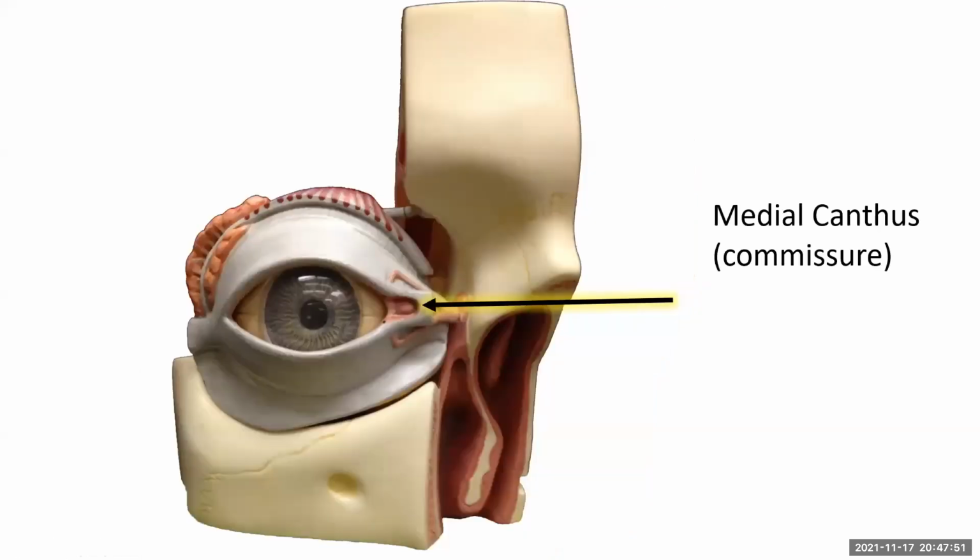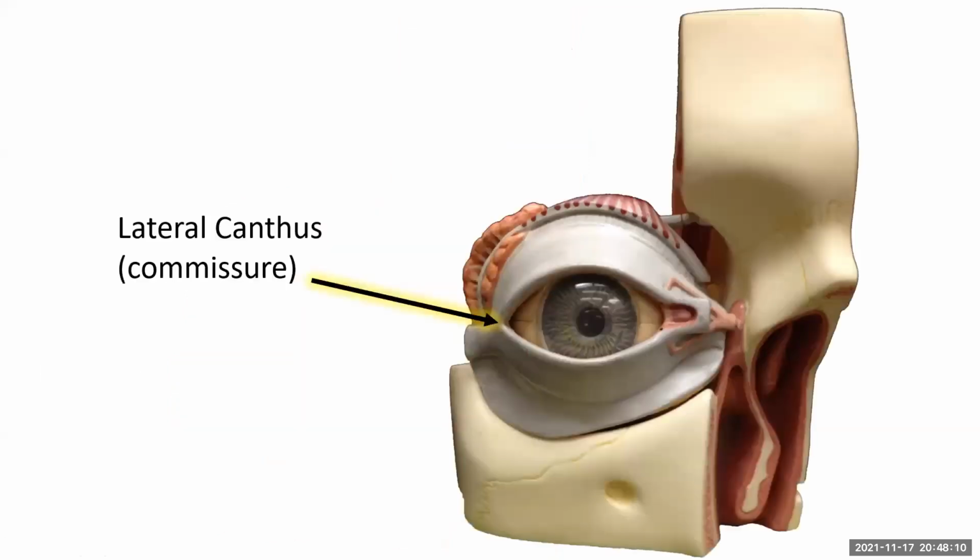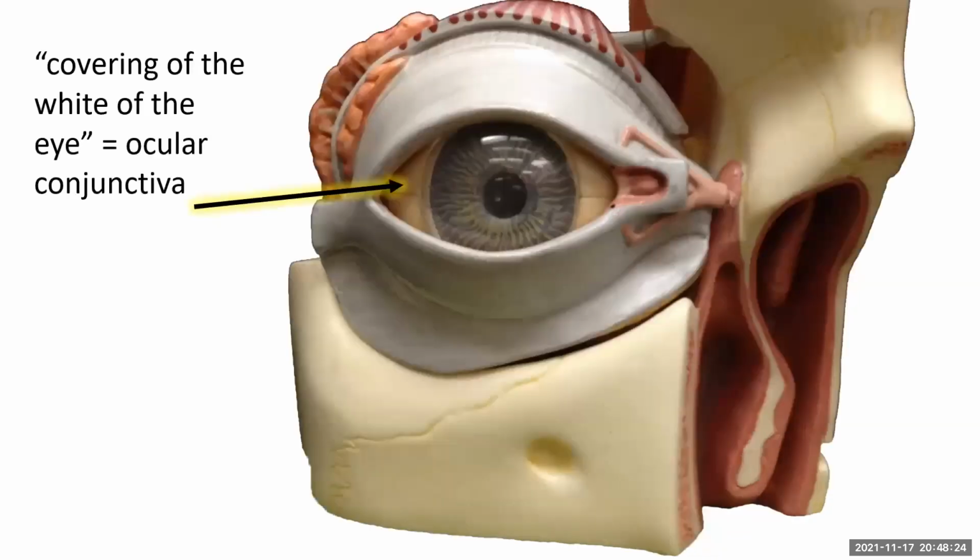Then where your superior and inferior palpebra meet together by your nose, that is called the medial canthus or the medial commissure. We were referring to it as the medial commissure when we were going over our notes. Then you can see on the lateral portion, we have our lateral canthus or our lateral commissure. Again, that is where the superior and the inferior palpebrae meet one another.